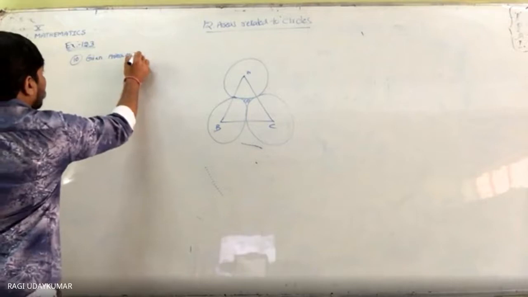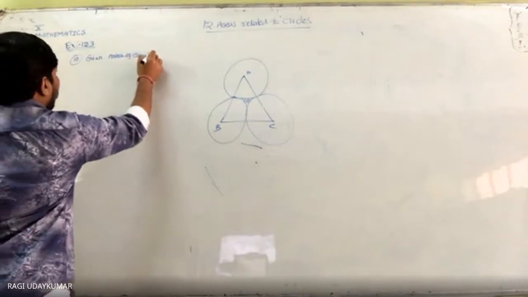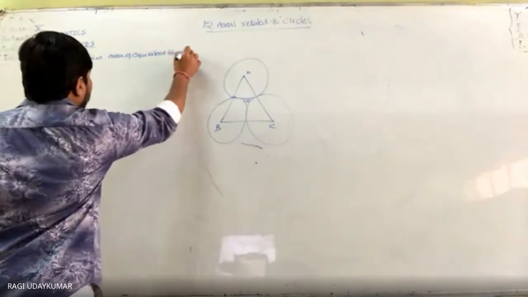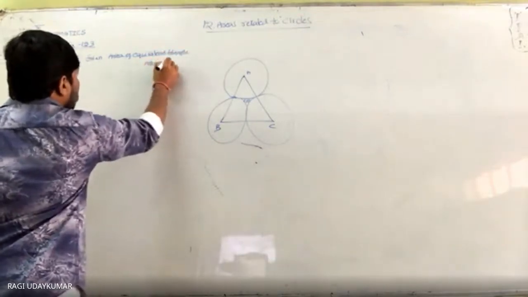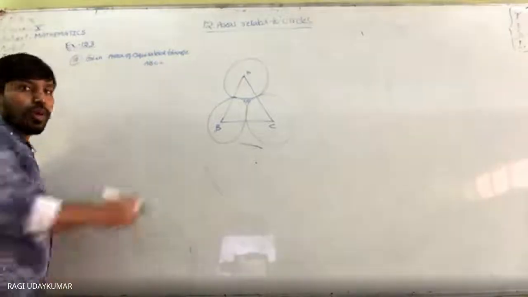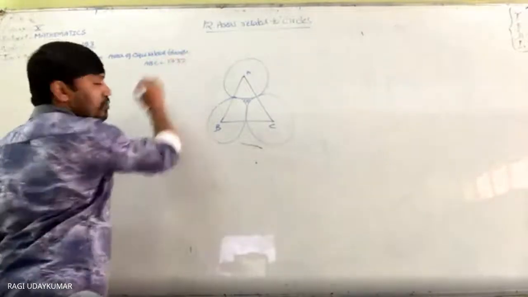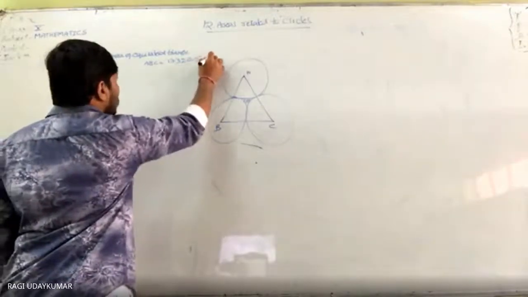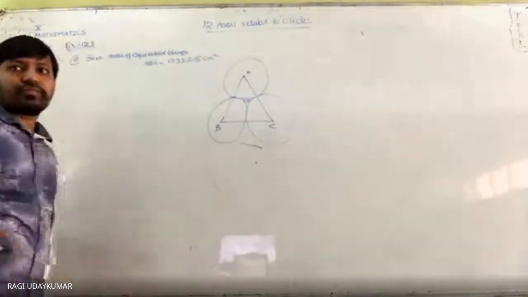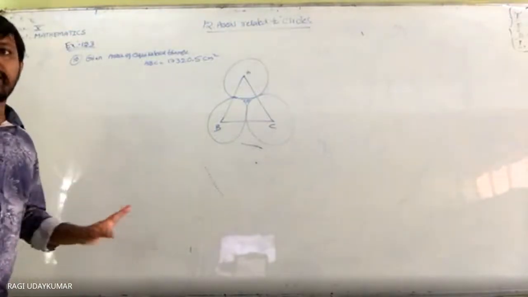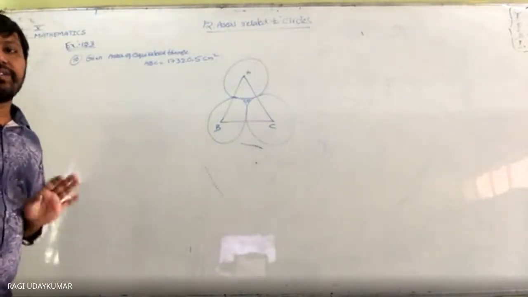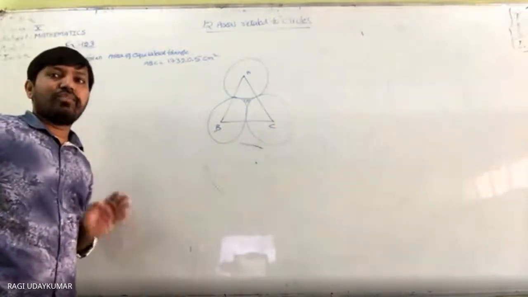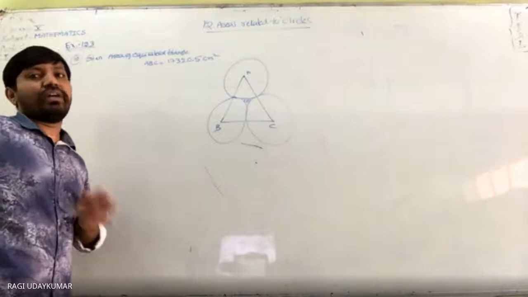Area of equilateral triangle ABC is given to you as 17320.5 centimeters square. With the vertices, nothing else is given to you, and find the area of the shaded region. Pi value to be taken as 3.14 and root 3 value 1.73205 is given to you.